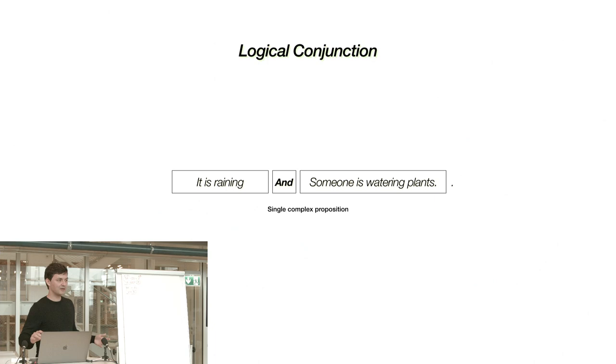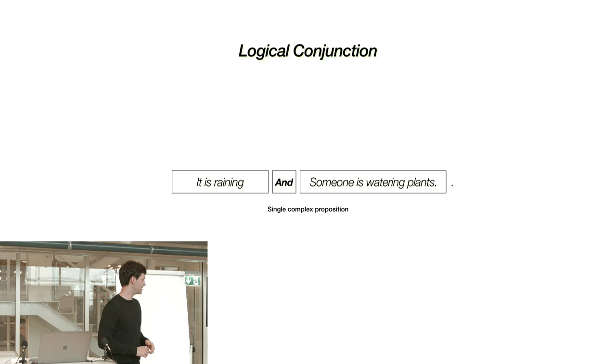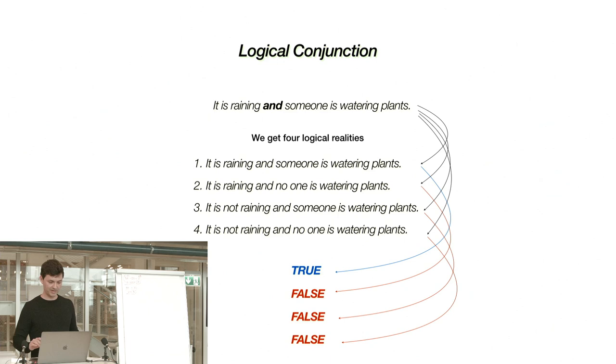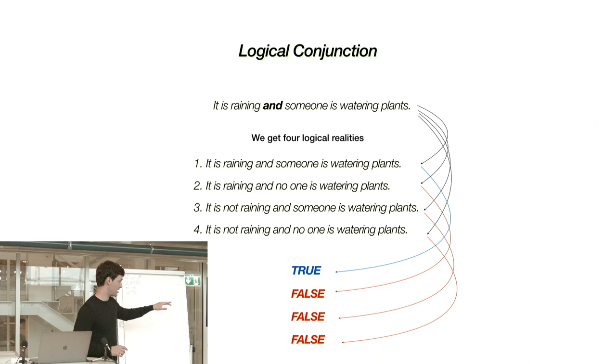And let's now see what happens if we have the connective and. This is called conjunction, logical conjunction. So now we have both the same sentences, but instead of or, we have and in between. And this is one complex proposition. It says, it is raining and someone is watering the plants. Now we have that sentence and the same four logical realities, practically the same as before. But what is different is this and instead of or.